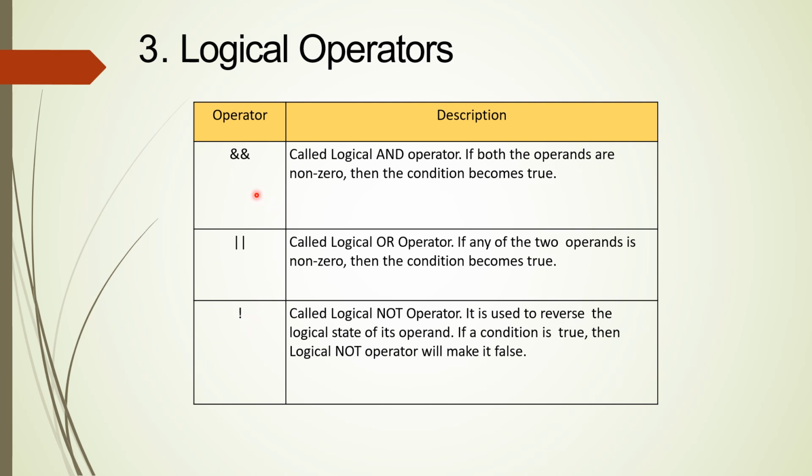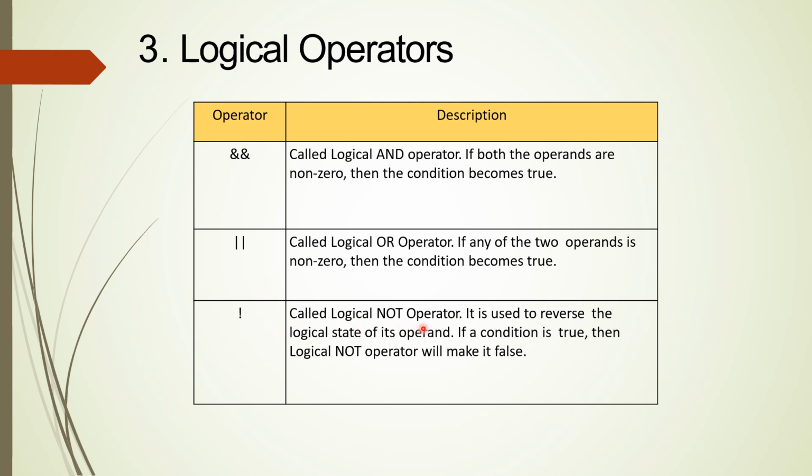Here, these two operands will be checked for whether they are non-zero values. If both operands have a non-zero value, then the condition becomes true. If any one of them is 0, then obviously it becomes false. In the case of the OR operator, even if only one is a non-zero value, the condition becomes true.